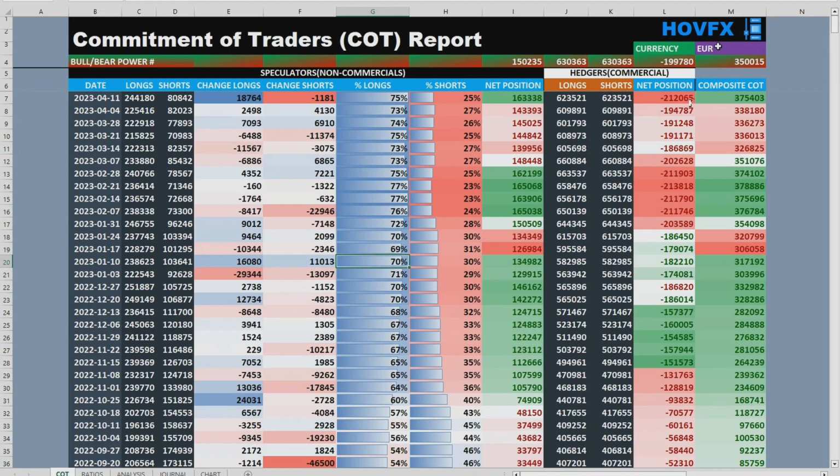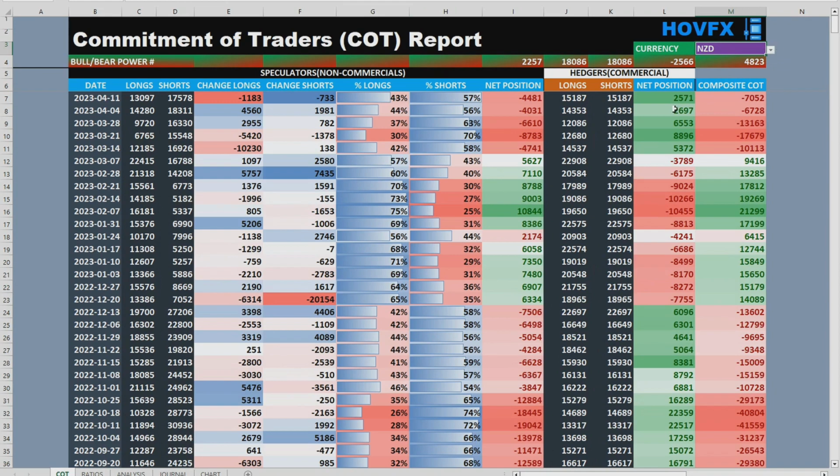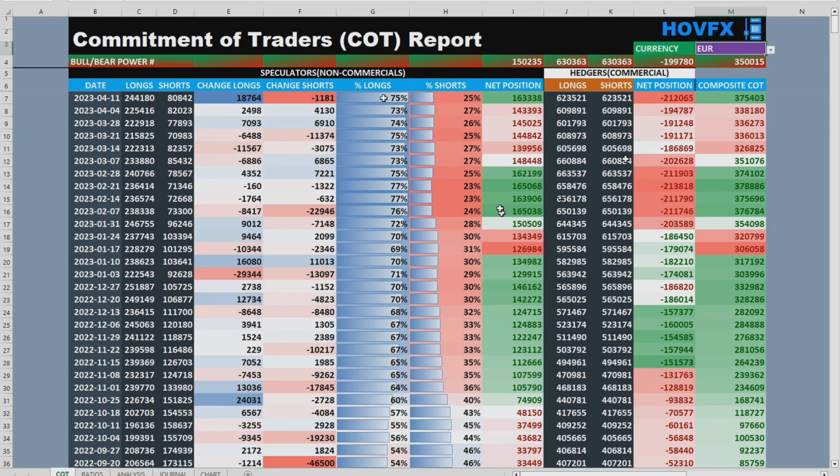So when you come to Euro USD on the COT report, when you are analyzing the COT report, the COT report comprises two main characters: the speculators, who are actually in the market to make money, and the hedgers, who are in the market to hedge against currency risks.